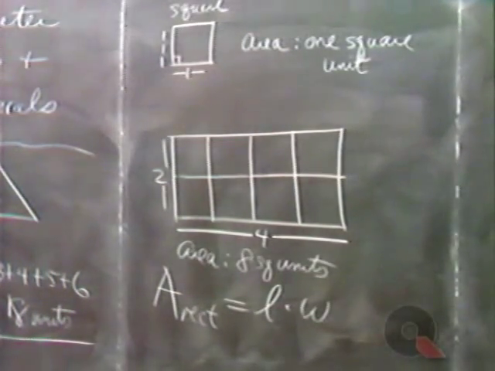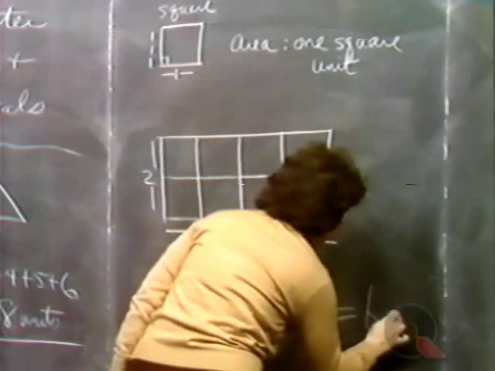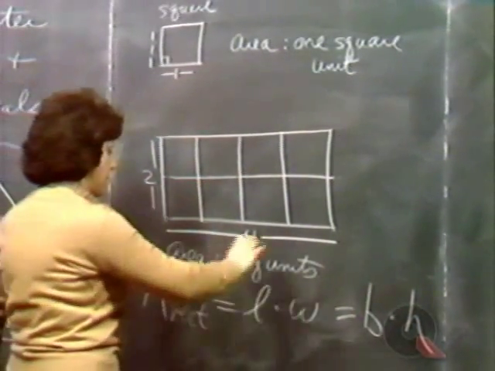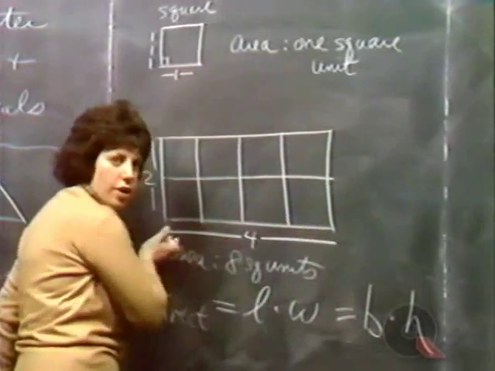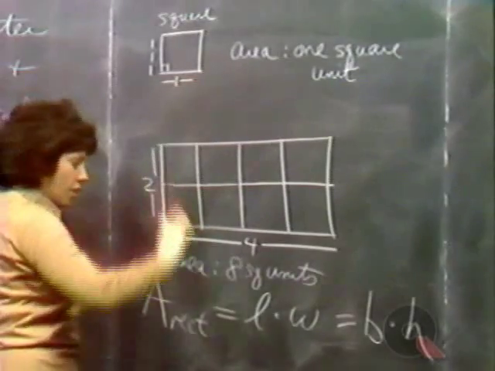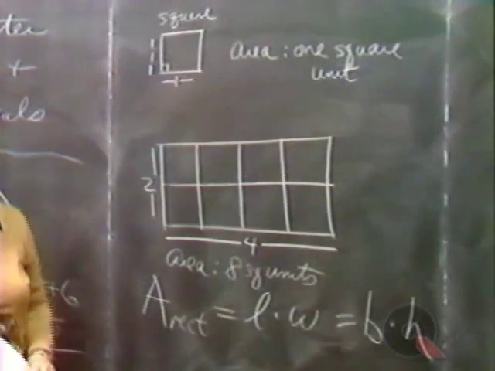Okay, you can alternately call this base times height. Instead of length times width, you can call the length here the base, the side that the rectangle is resting on, and the width here is the height. So either length times width or base times height for the area of a rectangle.